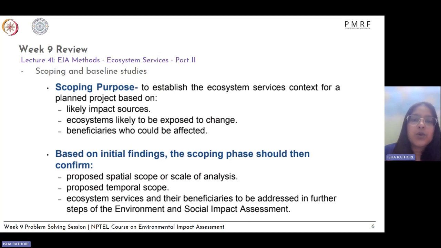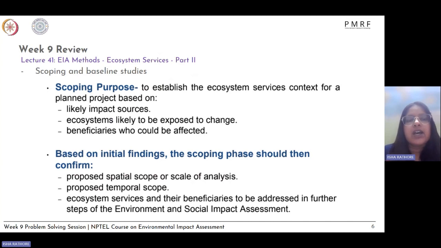The purpose of doing scoping is to establish the ecosystem services context for a planned project, based on what are the likely impact sources affecting the ecosystem services because of the development activities which are happening. Then we look at whether ecosystems are likely to be exposed to these changes and who the beneficiaries or stakeholders are that are going to be affected. So the purpose of the ecosystem services assessment is to see these impact sources, who the stakeholders getting affected are, and what services or ecosystems are likely to be exposed to change.